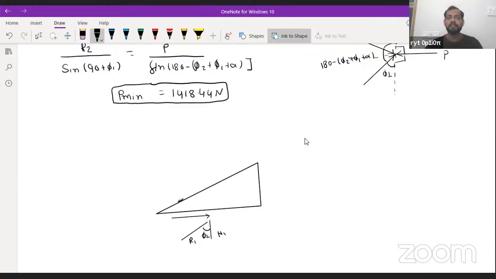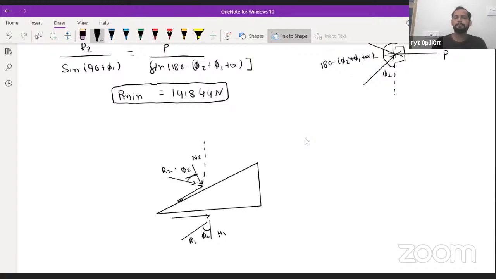Now see here. This is the friction. I don't think there will be any doubt. This is the normal reaction. There should not be any doubt. This is the total contact force, or the resultant. So this force is nothing but R2, this is N2, and this angle is phi 2. But you are confused about why this is alpha.